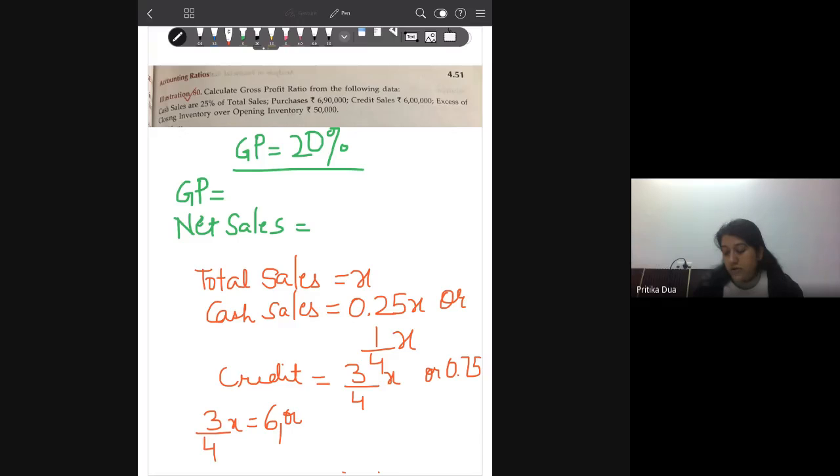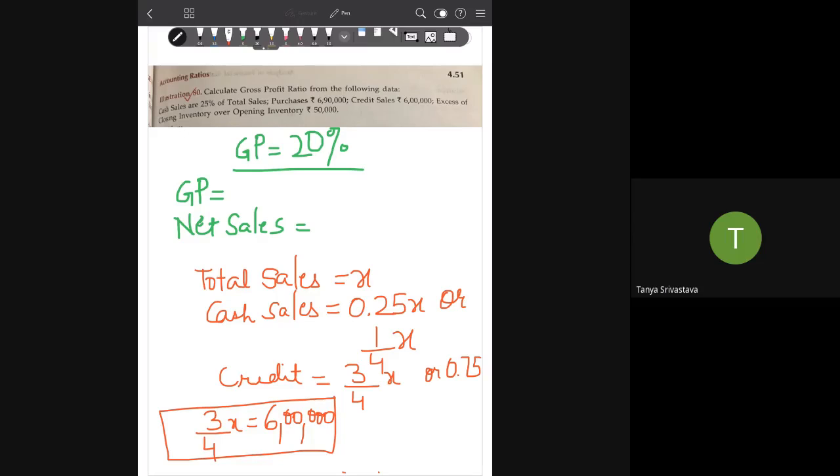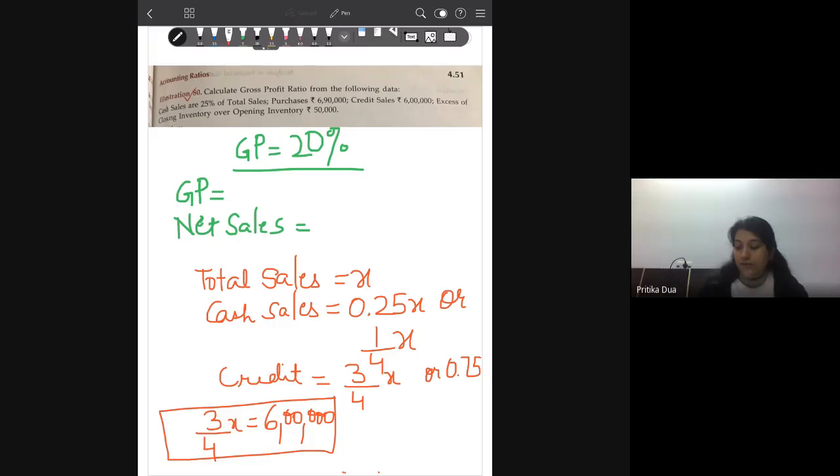So how much will be the value of total sales? You will get, how much is the value coming to? 8 lakhs. So we have got one part of the formula. Net sales, since no sales return are given, we assume them to be 0. So net sales, total sales is equal to 8 lakh rupees.